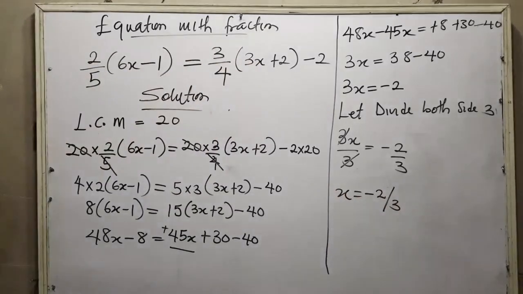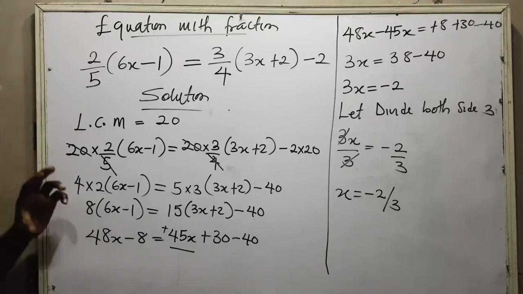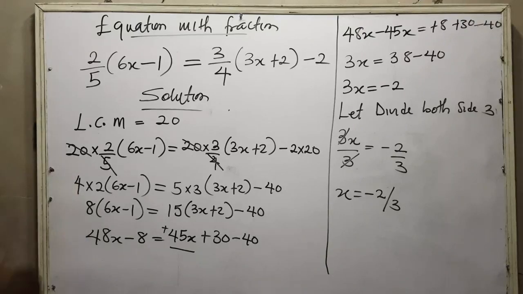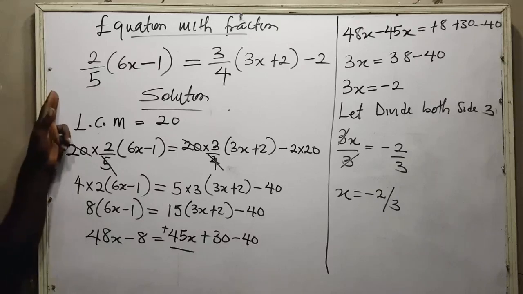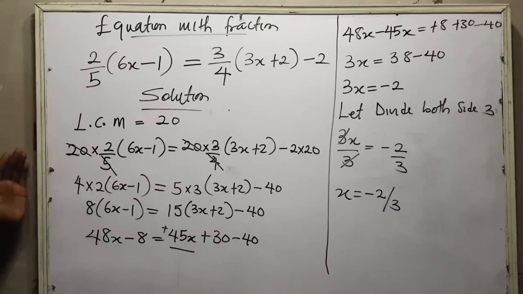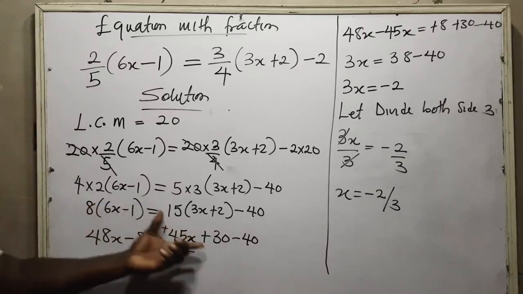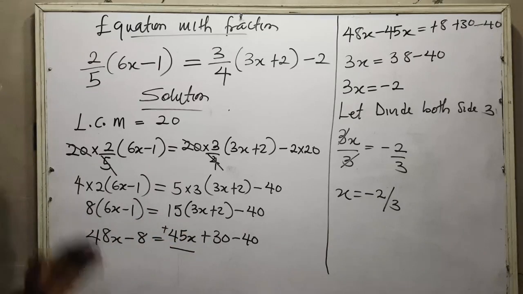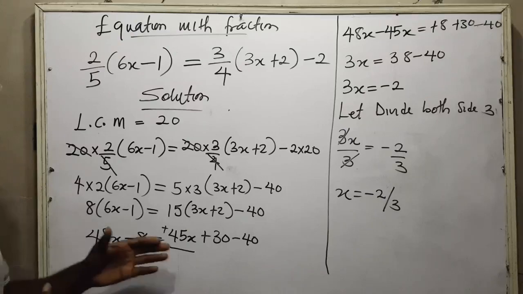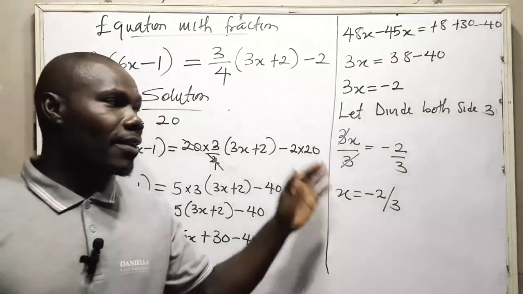So this is the logic and the basic steps that we use to solve an equation with fractions, whereby we try to reduce it from fraction to linear form. After taking it to the linear form, you collect the like terms. After collecting the like terms, you make x the subject of the formula.